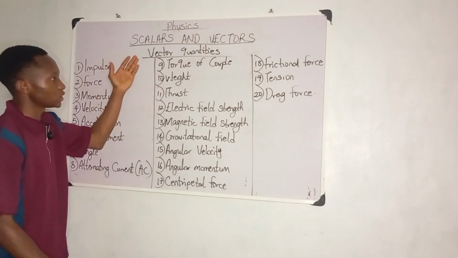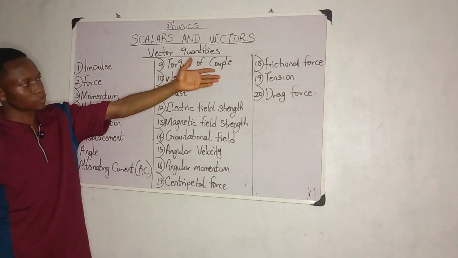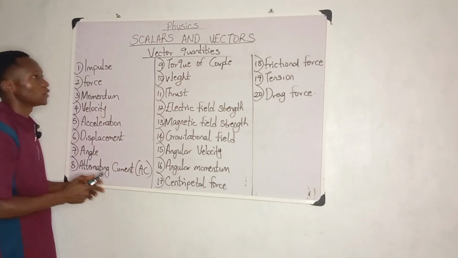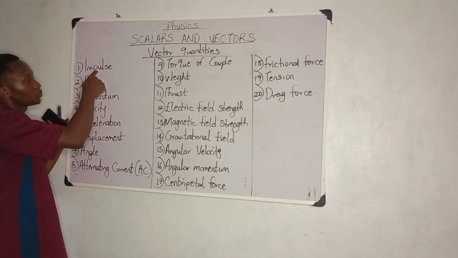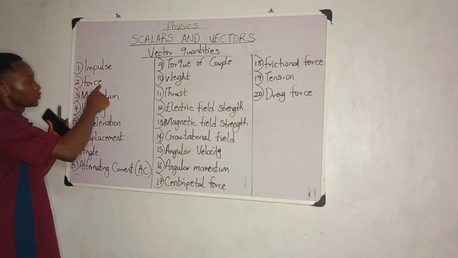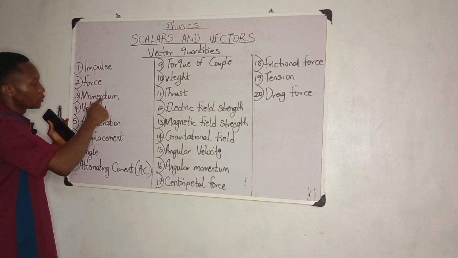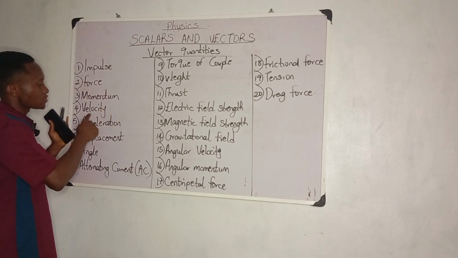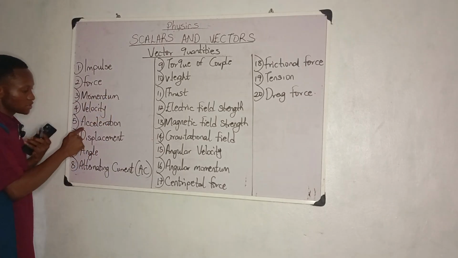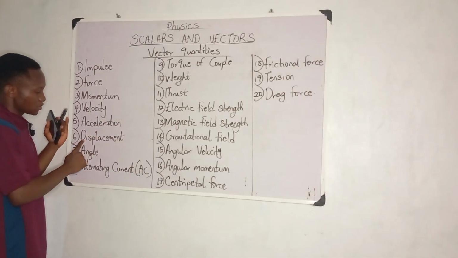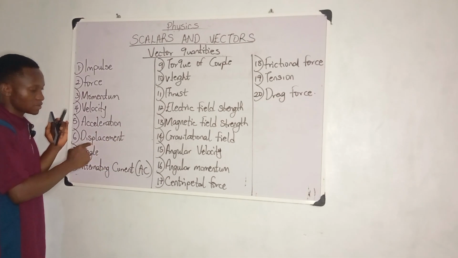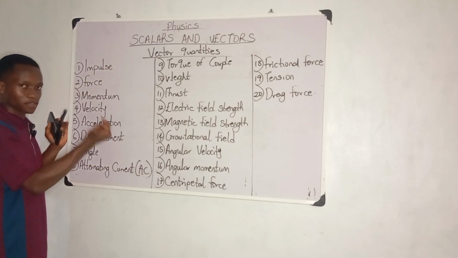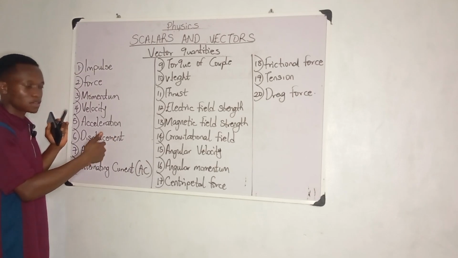So we're going to take, I think we have up to like 20 formulas or quantities that are involved in vectors. The first one is impulse. The next one is force. The next one is momentum. The next one is velocity. The next one is acceleration. This is displacement. Now, in this displacement, I did not add in scalar quantities distance. So the opposite of displacement is distance.